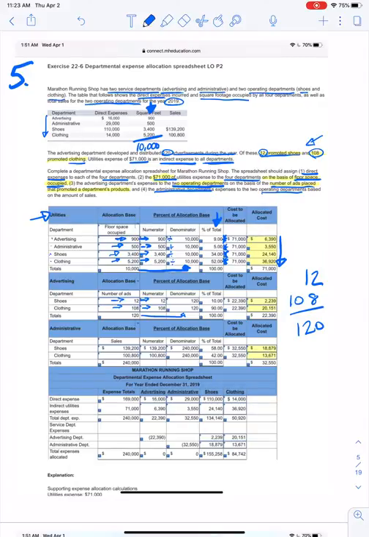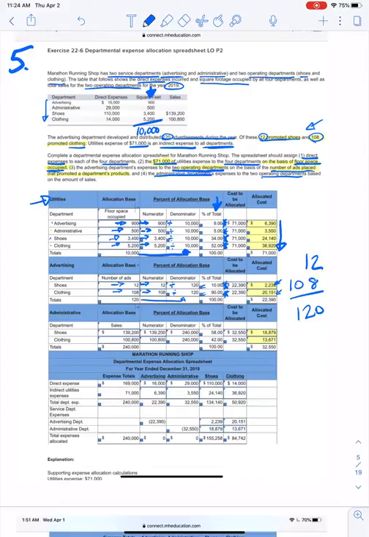And now I take my 12 ads for shoes divided by my 120 total ads. My 108 ads for clothing, divide that by my 120 total ads. And I see that I've got 10% of my ads going to shoes and 90% of my ads going to clothing. Then I'll take that 10% times the amount to be allocated in advertising of my $22,390, and that will come out to $2,239 in shoes and $20,151 in clothing.